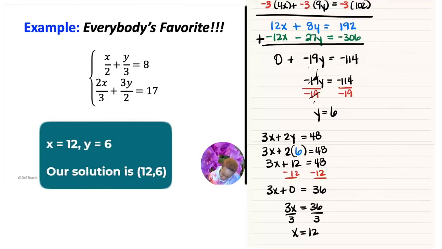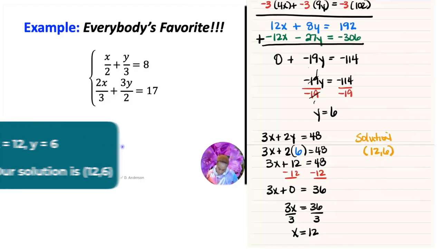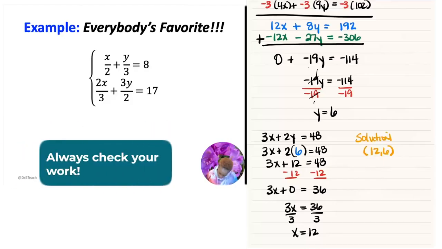So we're saying the solution is the x goes first. We're saying the solution is 12, 6. What do we always do? We need to check. Let's check.